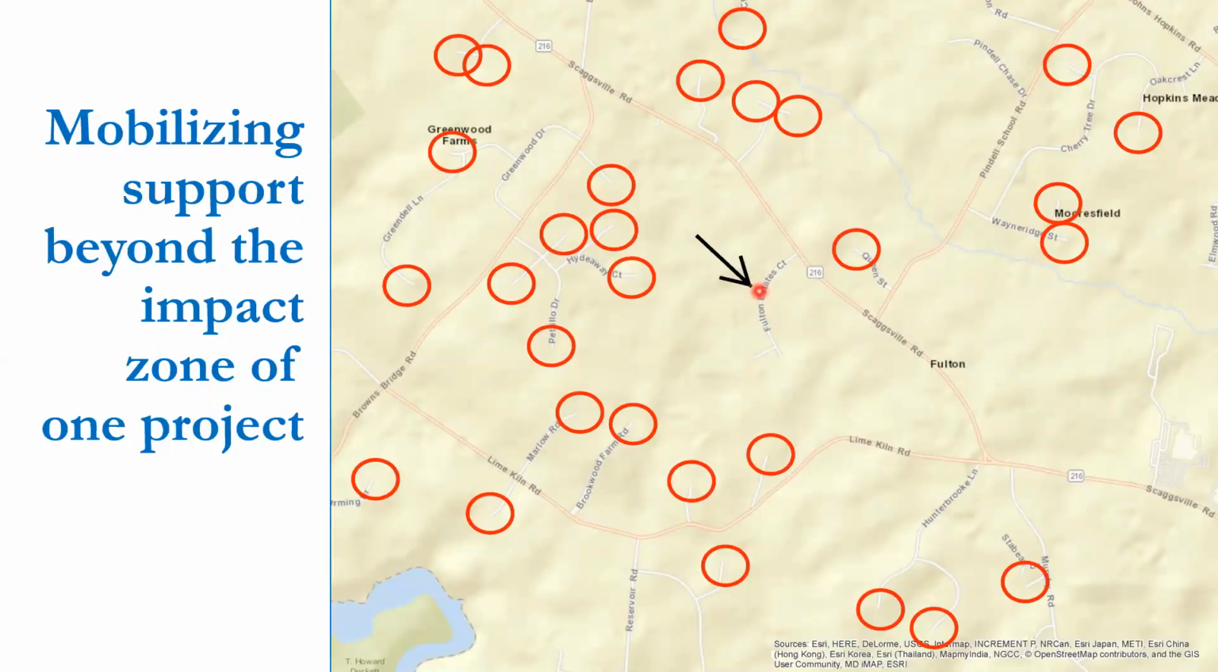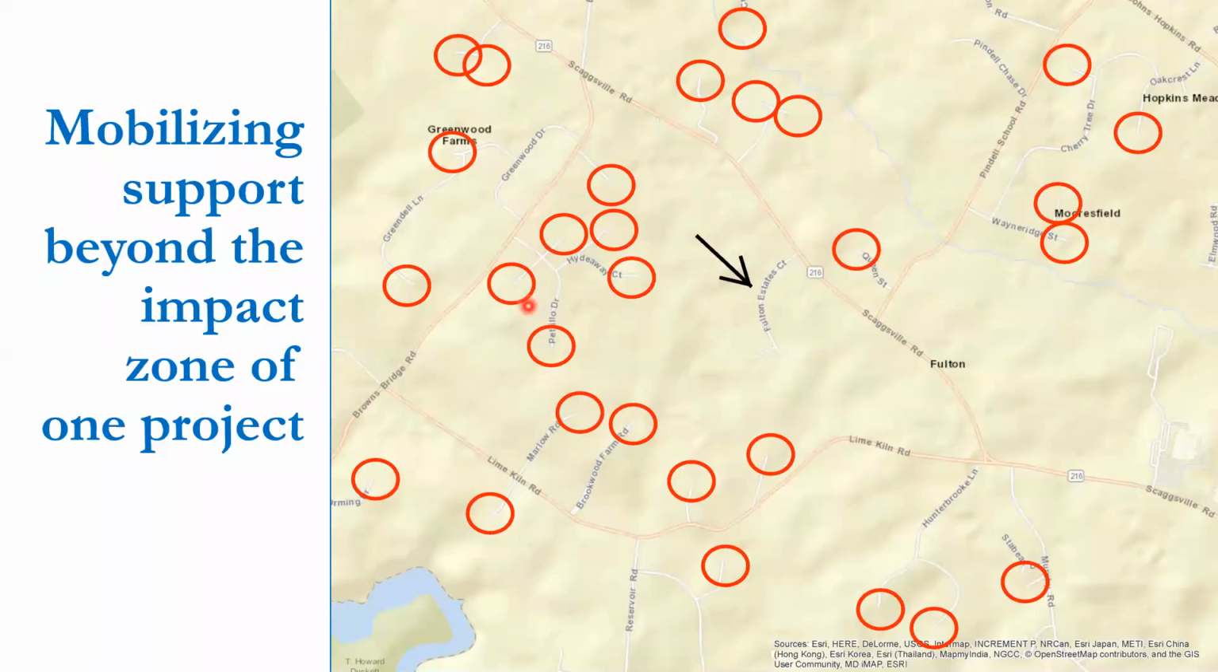Occasionally, the number of folks directly impacted by a project is not enough to carry the day. The solution, then, is to enlist the support of those who may one day be threatened by the same issue. The black arrow in the center points to Fulton Estates Court. The red circles you see show the location of other streets in the area, which are also dead ends. Note that in just the immediate area, there are 29 other dead-end streets, each of which could be proposed for extension one day, just as happened with Nicolar Drive.